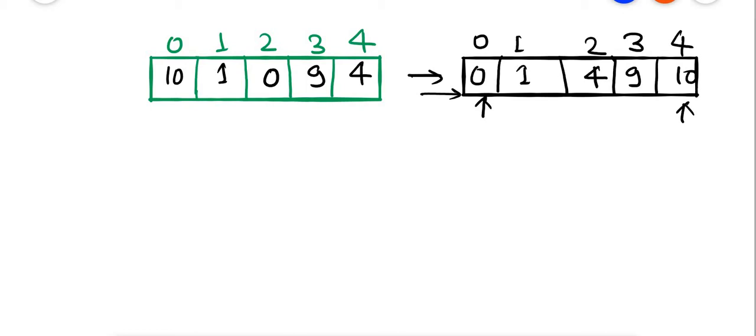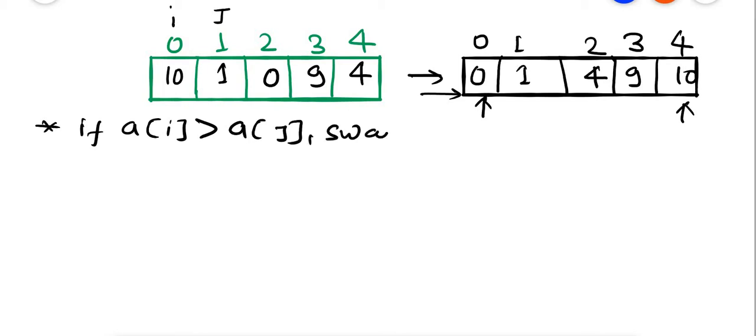For that, I'll first compare the first element with all the rest of the elements in the array and find out the smallest element. So I'll assign index i for the first index and index j for index 1. Then I will compare the element at index 0 with all the rest of the elements. If a of i is greater than a of j, then we will perform the swap operation. Otherwise, we'll just increment the value of j.